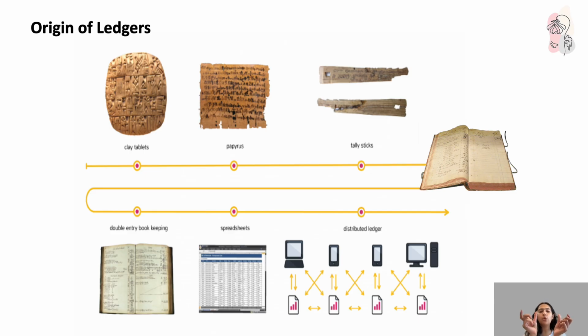And then let's talk about the ledgers, because we understood what we mean by distributed. Now the next word that comes in is ledger. So what actually is a ledger? The origin of ledgers goes way back, but it has been evolving since then from clay tablets to papyrus to tally sticks, and then to writings in books, double entry bookkeeping, then spreadsheets, and now finally the distributed ledger.